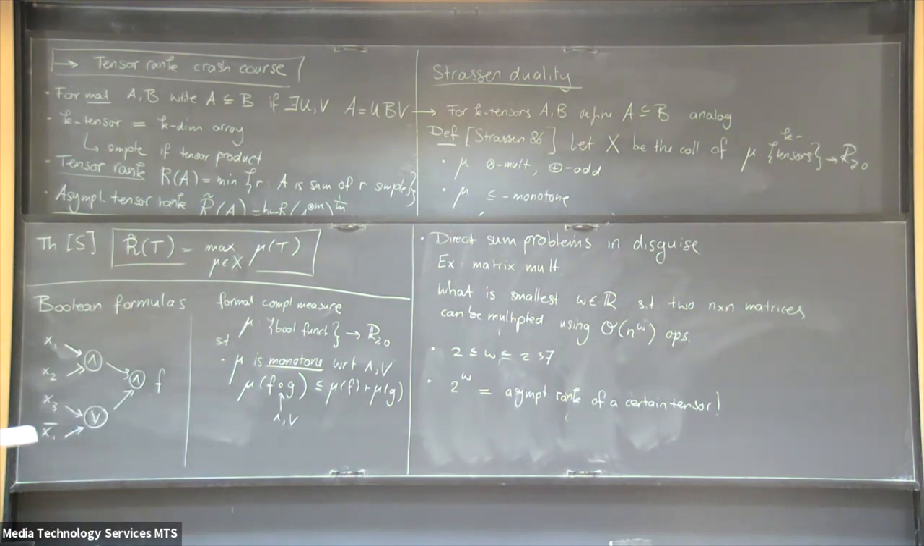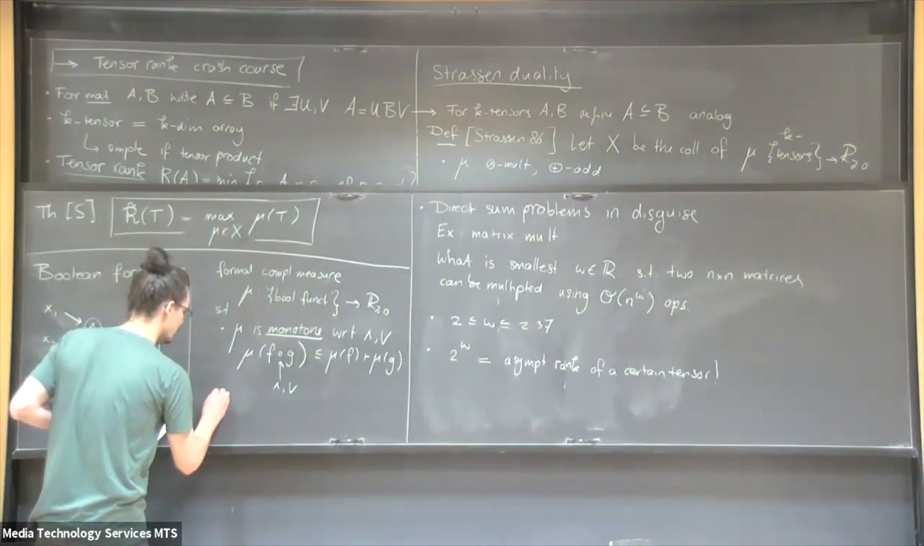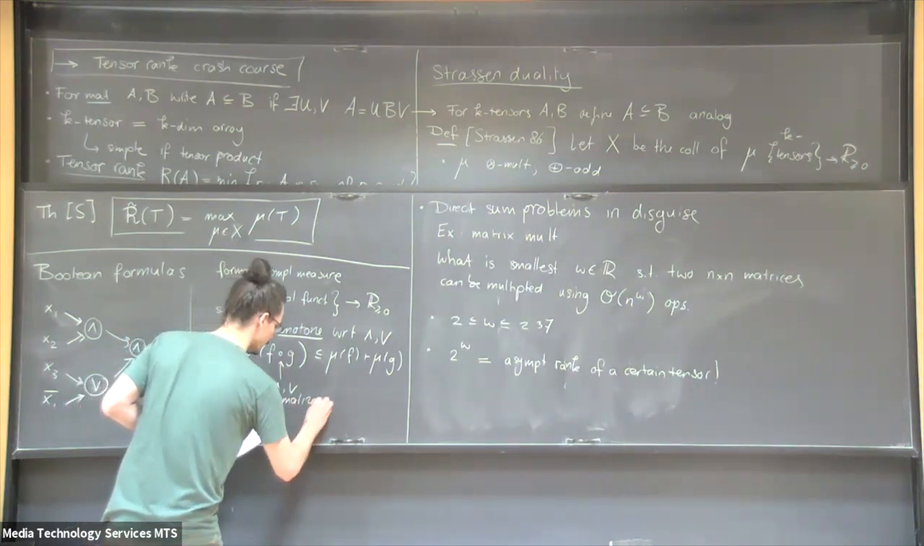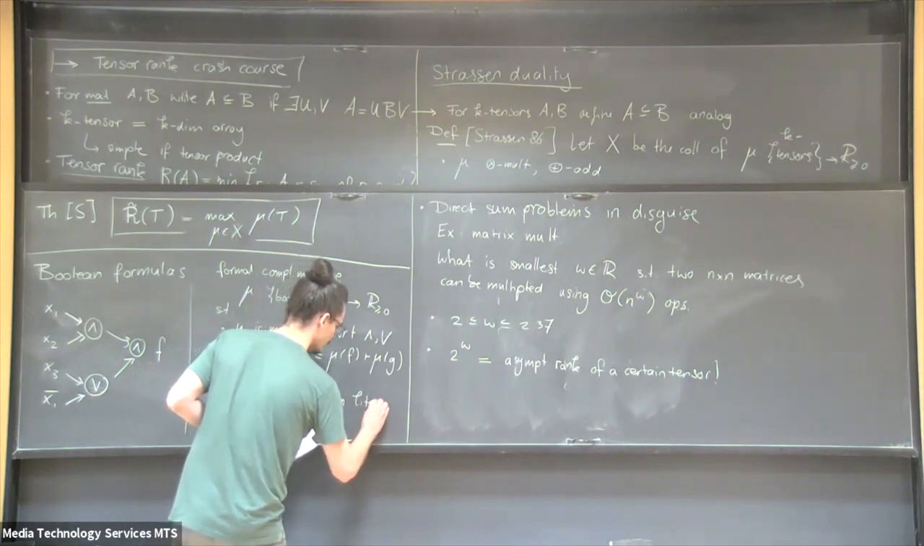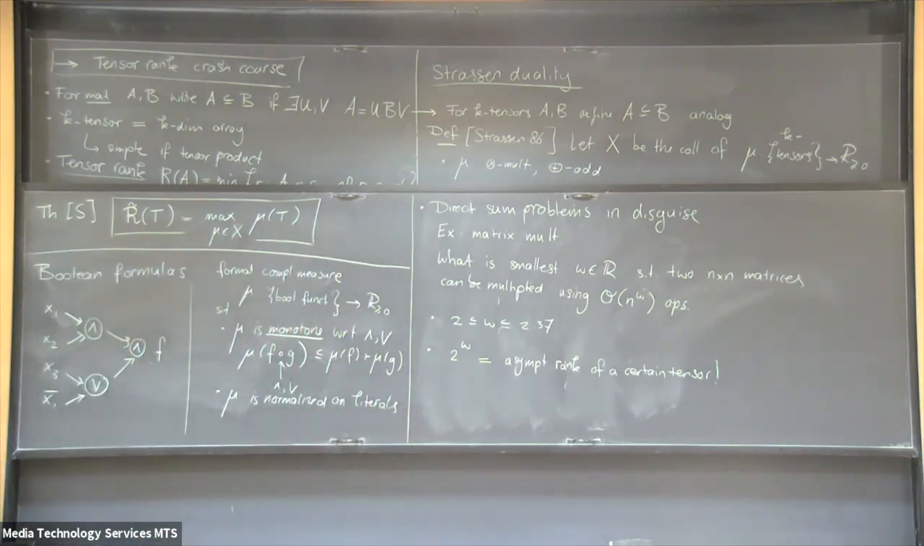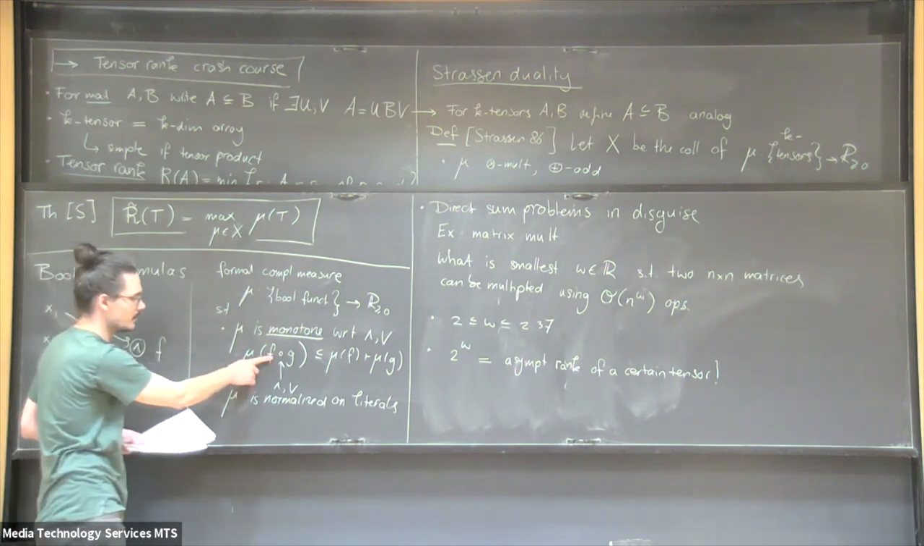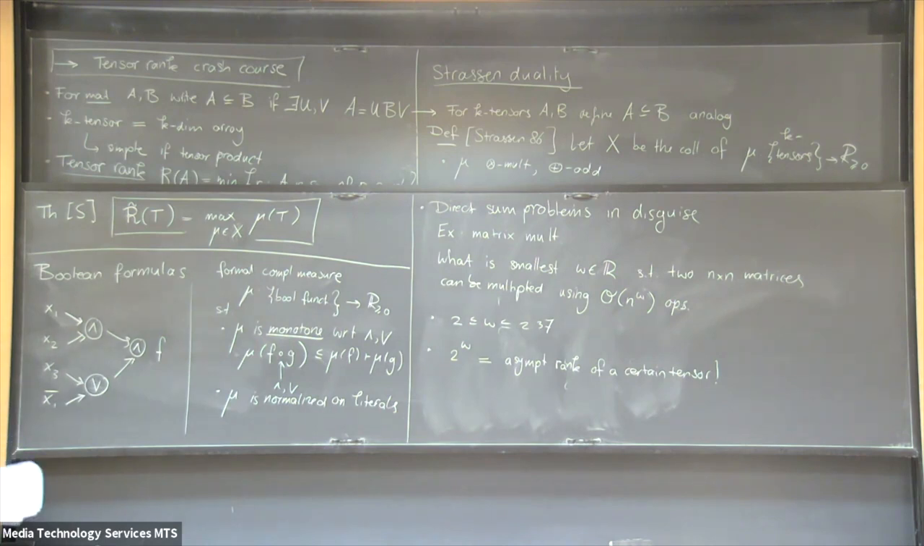So mu is monotone, and mu is normalized on literals. Not with respect to AND and OR. It's a phrasing. For now, there's no preorder or anything yet. I'm just defining it like this. It's my definition of monotone. So you don't distinguish between AND and OR. That's right. Both of them are sub-additive, because also in the formula, they don't have any special role.